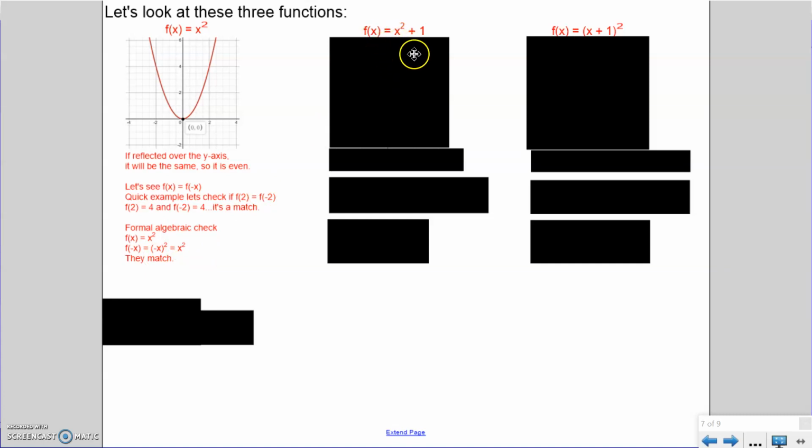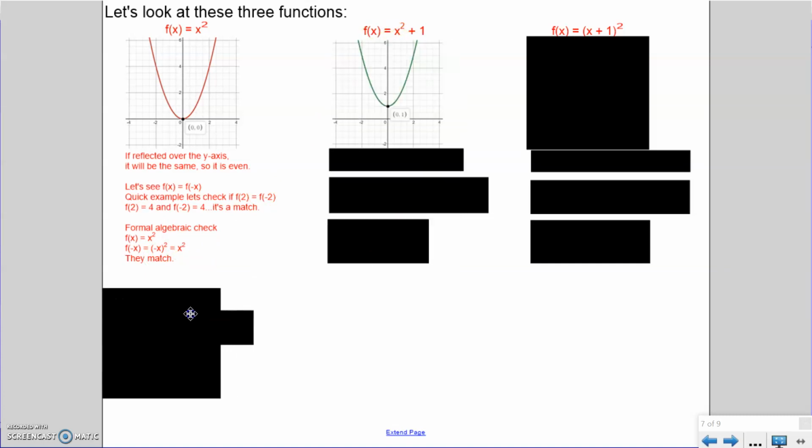Let's try this next one. f of x equals x squared plus 1. Here's the graph. If I reflect that, this turns to the left side, that's the same. And this left side goes to the right side, that's the same. So yes, it is even because it's matching after you reflect it over the y-axis, after you flip it sideways.